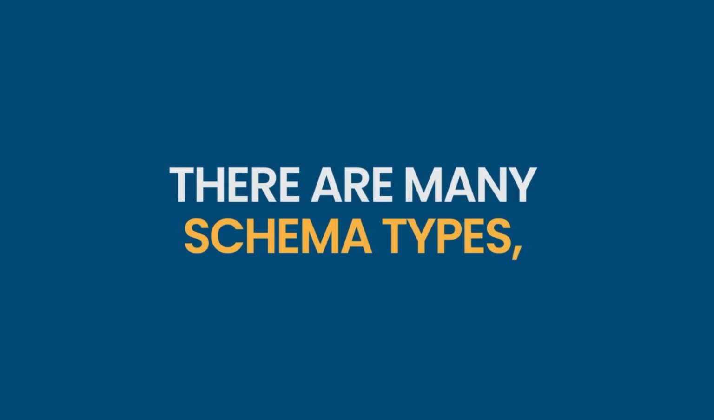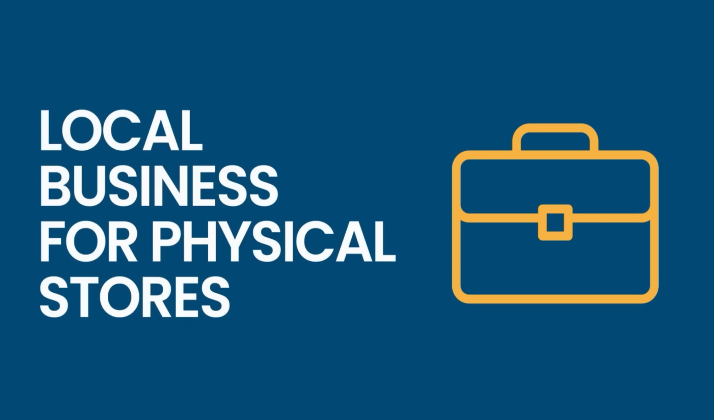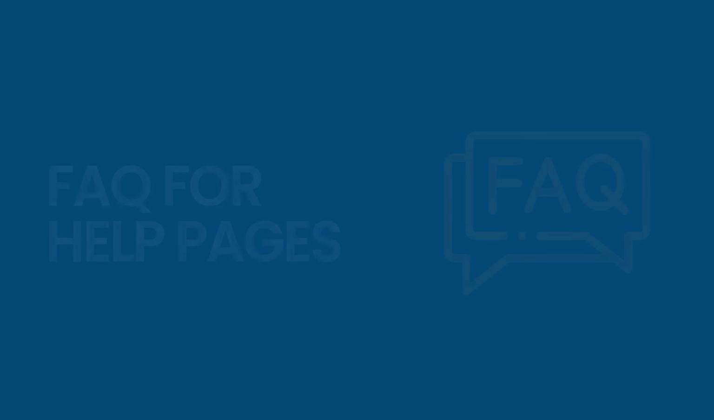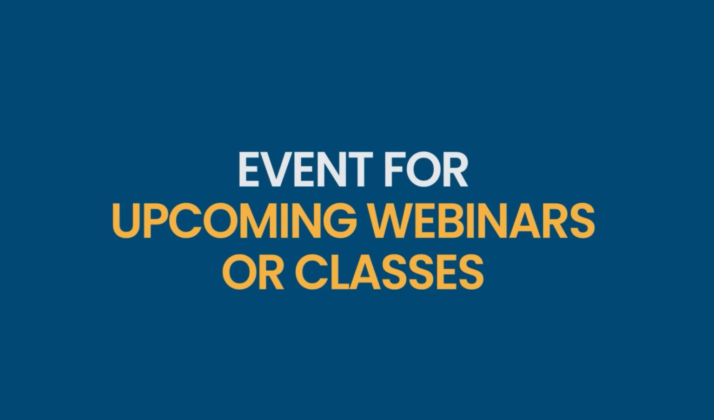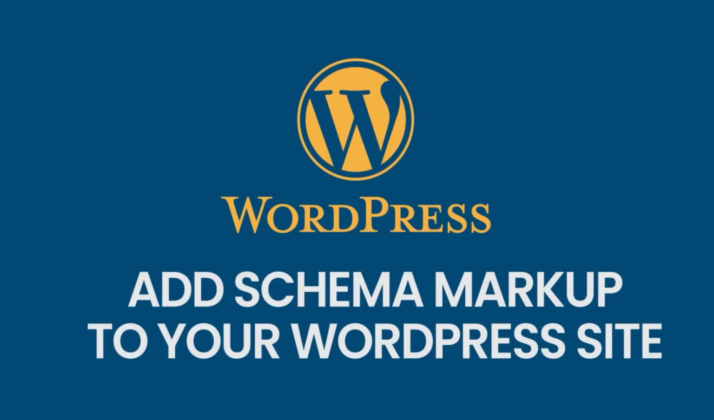There are many schema types, but the most common ones for WordPress sites include article for blog content, product and review for e-commerce, local business for physical stores, FAQ for help pages, event for upcoming webinars or classes. Now, let's explore 3 quick and effective ways to add schema markup to your WordPress site.